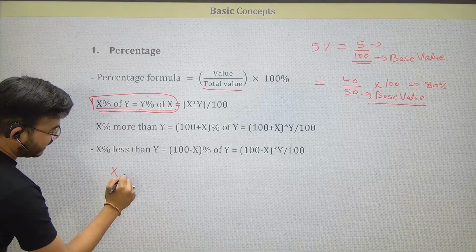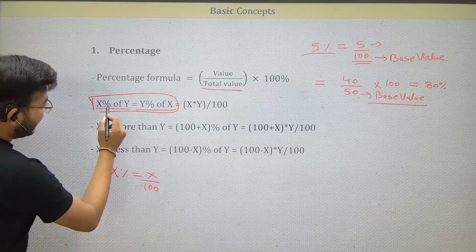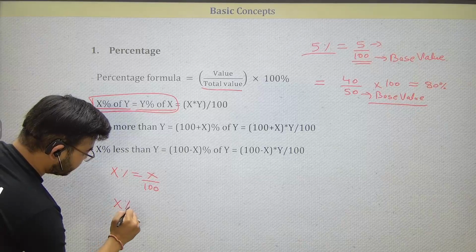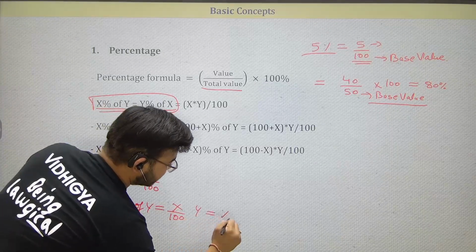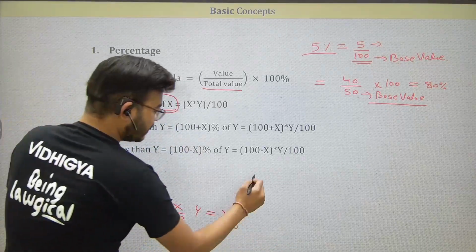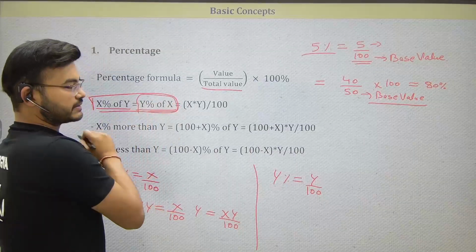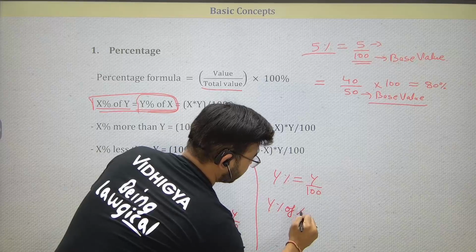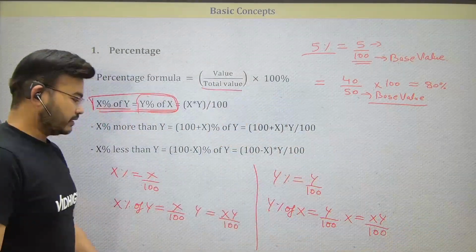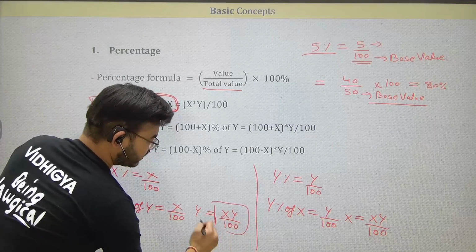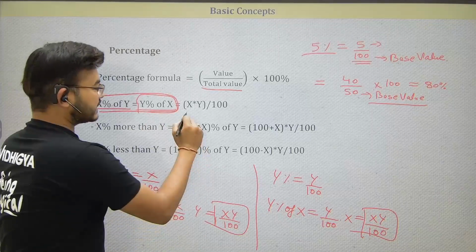So, X percent of Y. X percent basically means X upon 100. That we have learned just now. So X percent of Y means X percent into Y, and X percent is X by 100 into Y. So basically it becomes X into Y upon 100. Now, similarly, Y percent is also Y upon 100. So Y percent of X will be Y upon 100 into X. So that can again be written as XY upon 100. So as you can see, both these values are XY upon 100. Hence we can say that X percent of Y will be equal to Y percent of X, and their value will be XY upon 100.